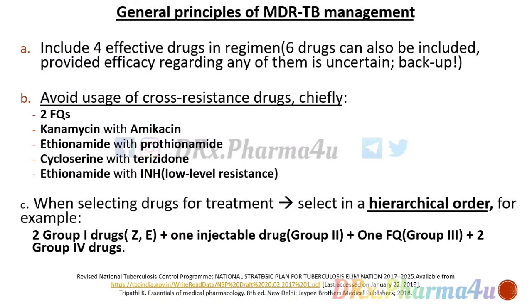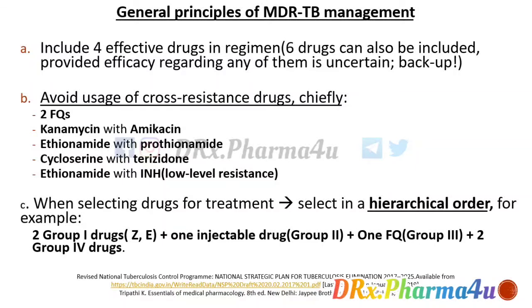Cycloserine with terizidone. Actually, what happens is that if you look at the medicinal chemistry of cycloserine, it matches to a great extent with terizidone. And that is why cycloserine should never be used with terizidone. Ethionamide with isoniazid, especially if it is a low-level resistance, that also should not be used. I will explain. There is a very interesting feature about the resistance of isoniazid. There I will explain to you why I said this.